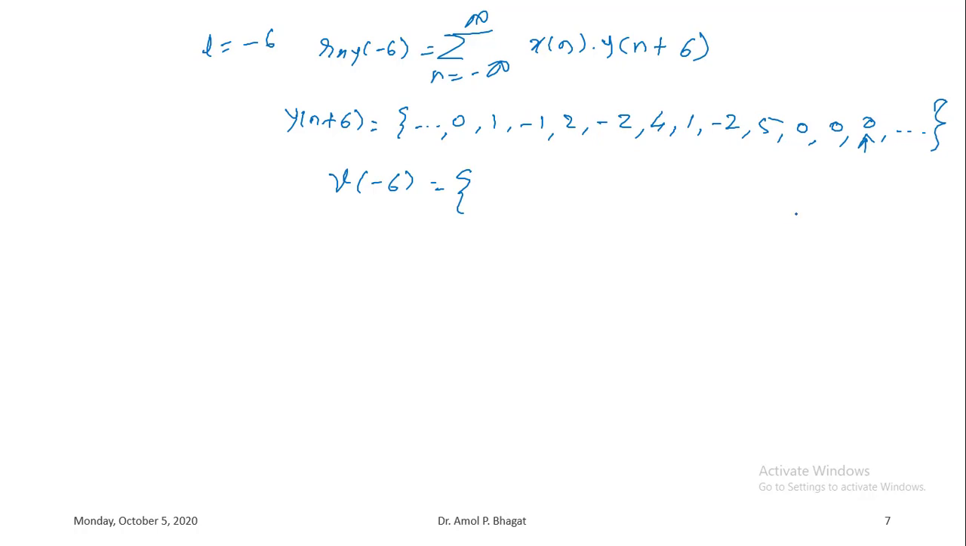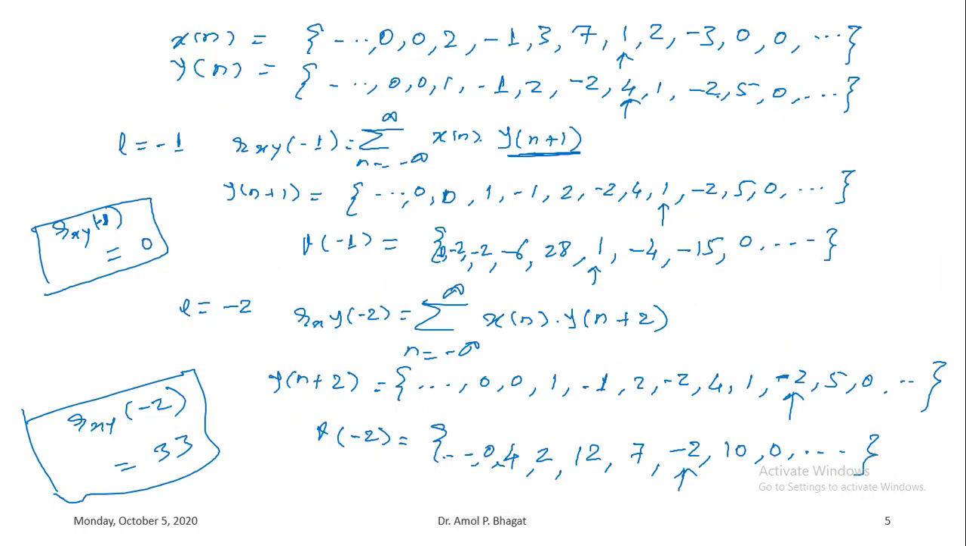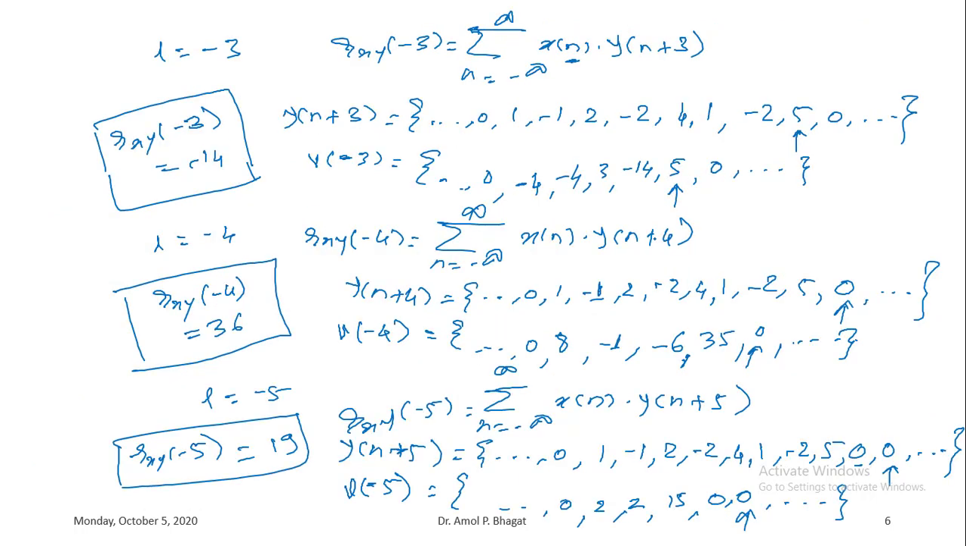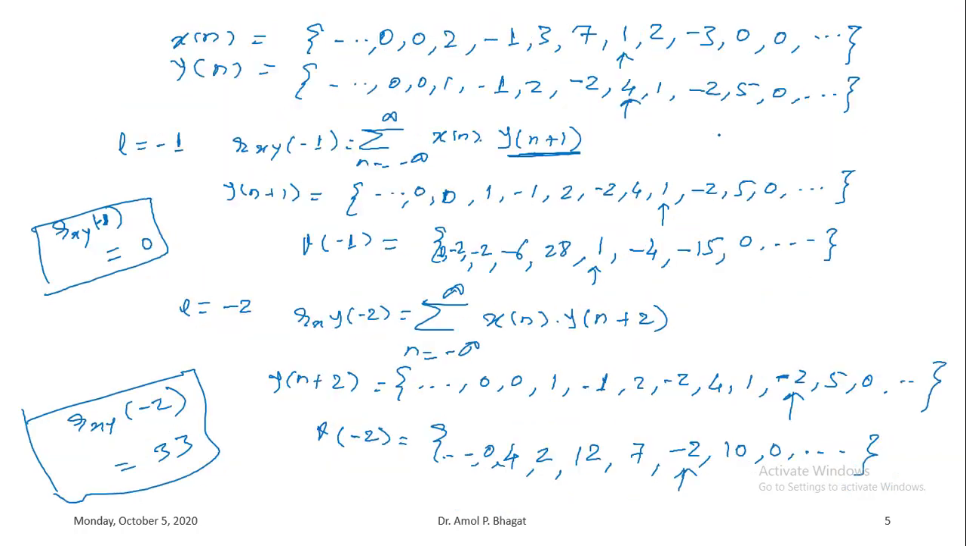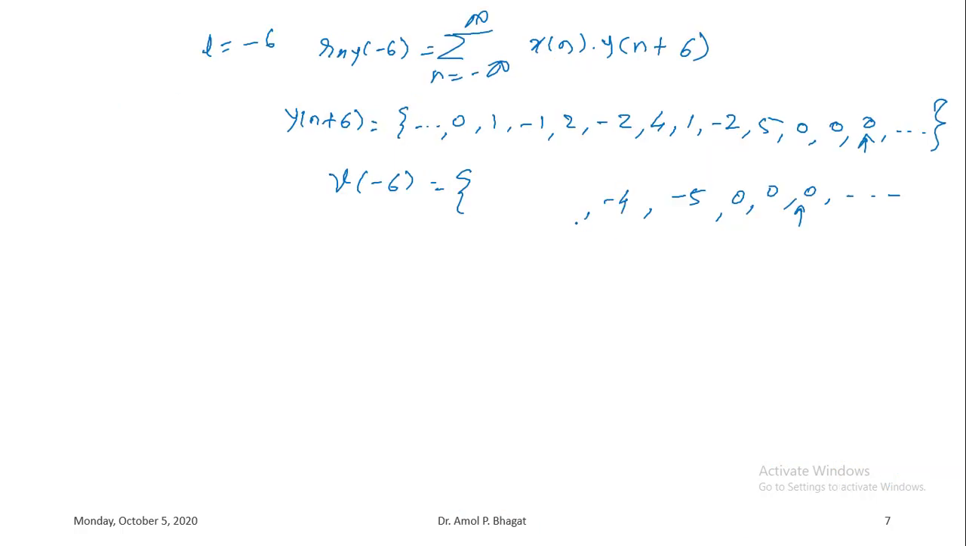So at origin we will get 0 value, and the remaining values on the right hand side are 0. Again this will be 0, and this will be 0. This 5 will get multiplied with minus 1, so it will be minus 5. Then minus 2 will get multiplied with 2, so it will be minus 4. The remaining values are 0 and x of n on the left hand side, so the sum will be simply minus 9. So our Rxy of minus 6 will be minus 9.